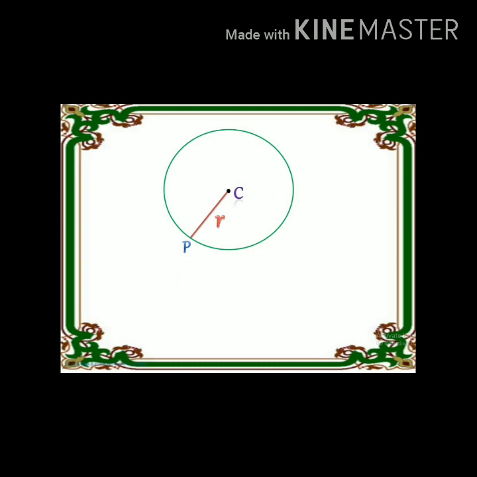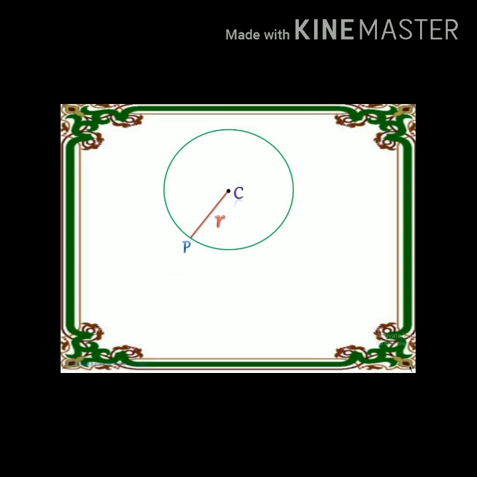Let's mark another point Q inside the circle. Let's join CQ. What about CQ and CP? CQ is less than CP, right? And CP is R, the radius. We can write CQ is less than the radius, correct? So, the line segment from the center to the point Q is less than R, which means that Q is a point which lies inside the circle.